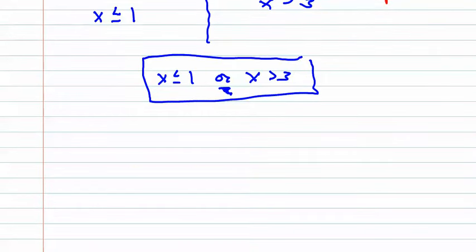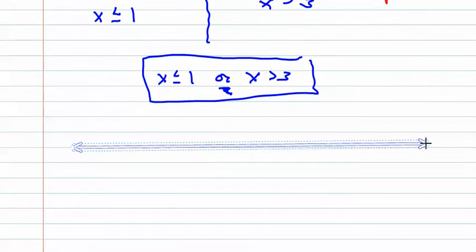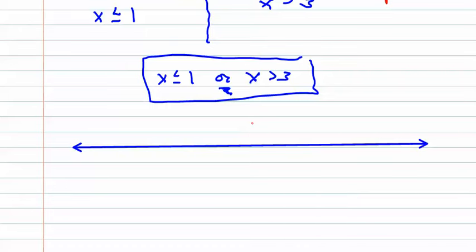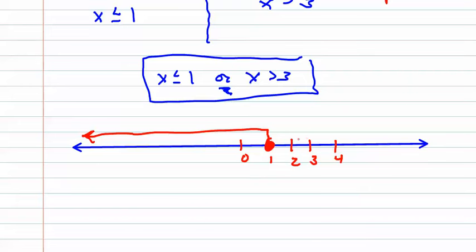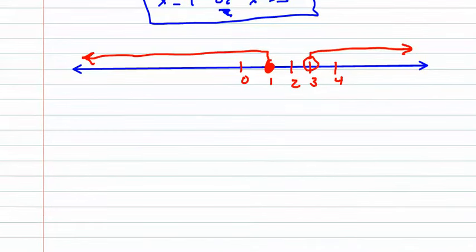Now we want to graph this. So, 0, x is less than or equal to 1, less than or equal to, so I have a filled-in circle, 2, 3, 4, greater than 3, and that's my answer. Basically, you're solving both of them separately.